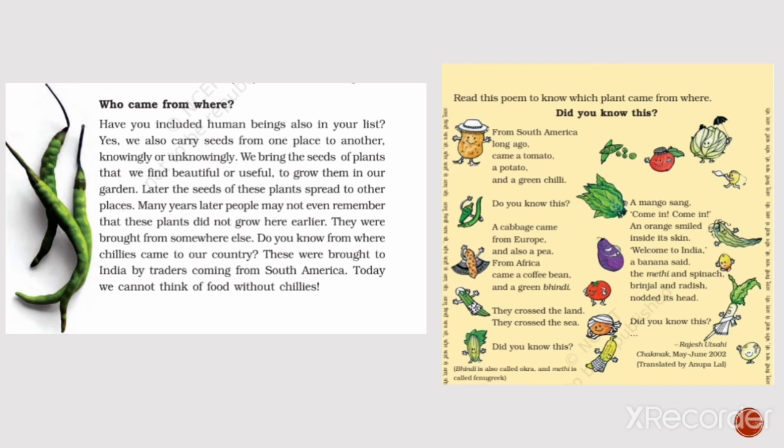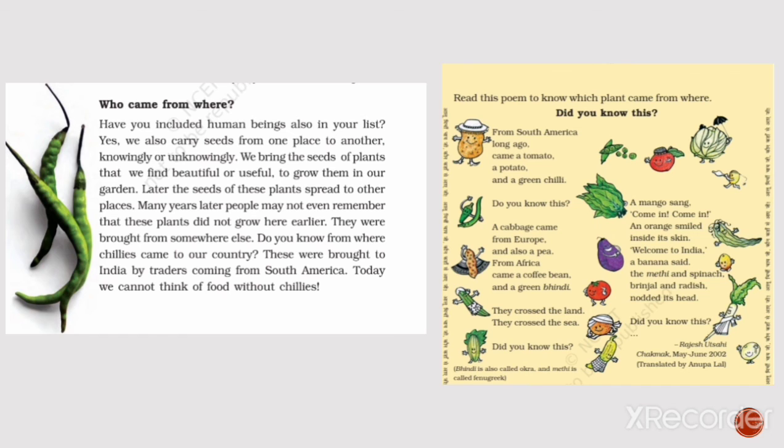From South America, long ago, came a tomato, a potato, and a green chili. Do you know this? A cabbage came from Europe and also a pea. From Africa came a coffee bean and a green bindi. They crossed the land, they crossed the sea. Did you know this? A mango sang, Come in, come in. An orange smiled inside its skin. Welcome to India. A banana said, the methi and spinach, brinjal and radish nodded their heads.